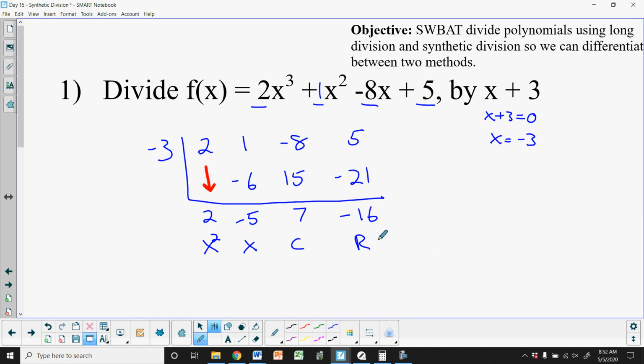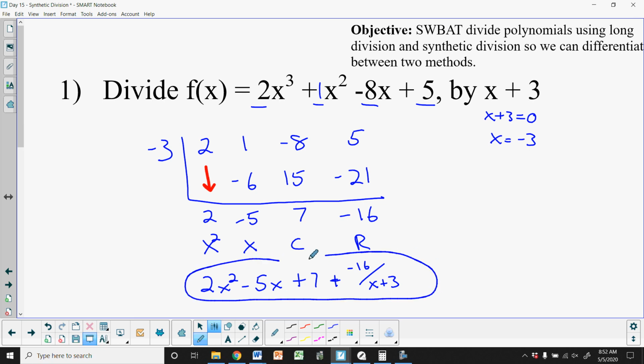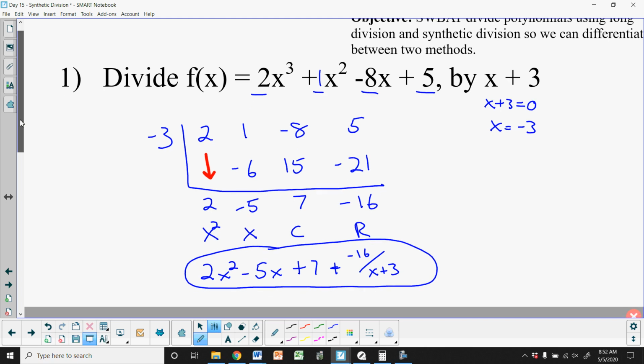All right, so then let's rewrite it. So we have 2x squared minus 5x plus 7, and then plus our remainder. So negative 16 over x plus 3. Remember, it's a minus 3 here because we solved for it. So x plus 3. And this is another way to do division. So again, synthetic substitution, also known as synthetic division.